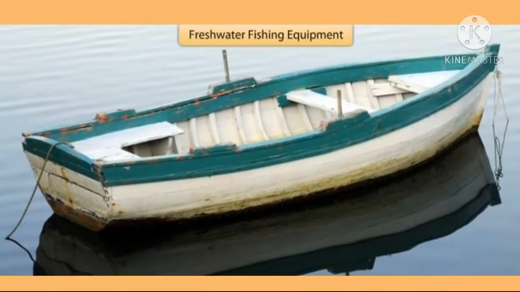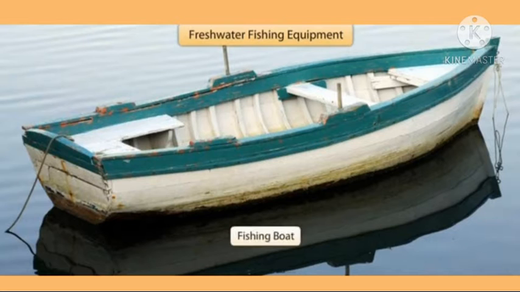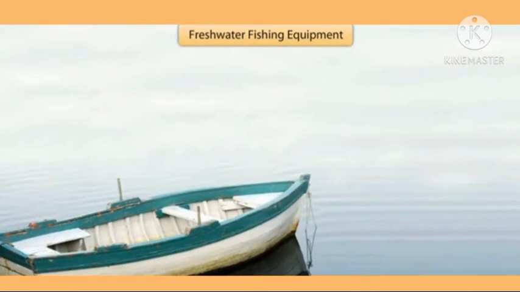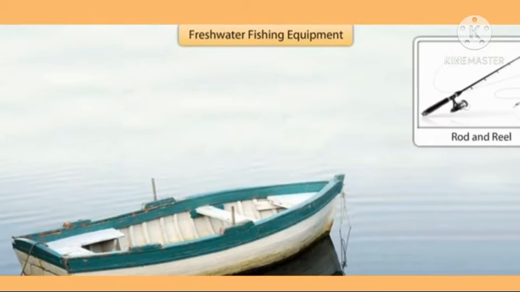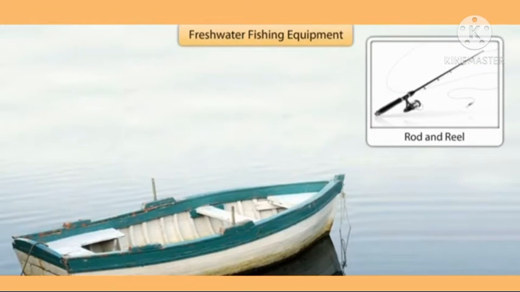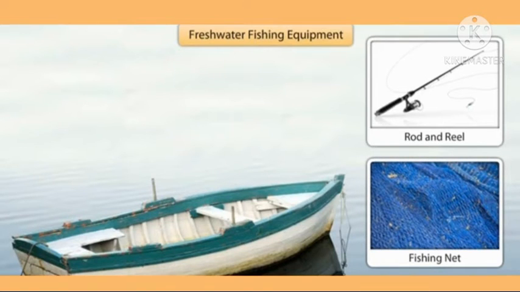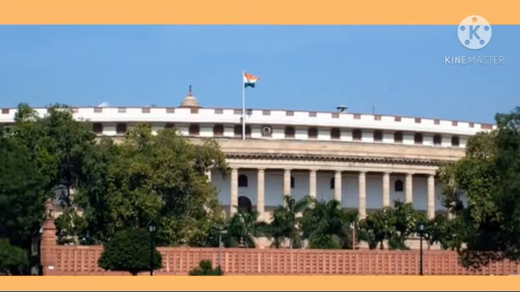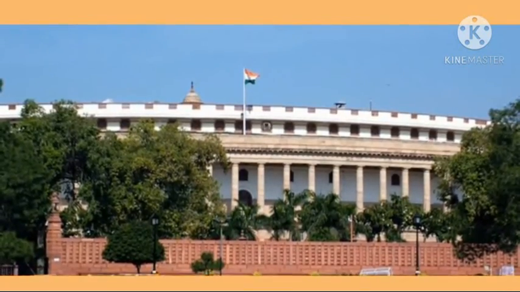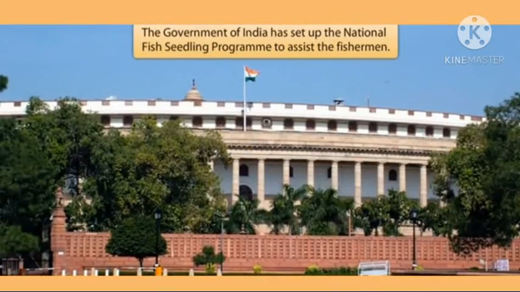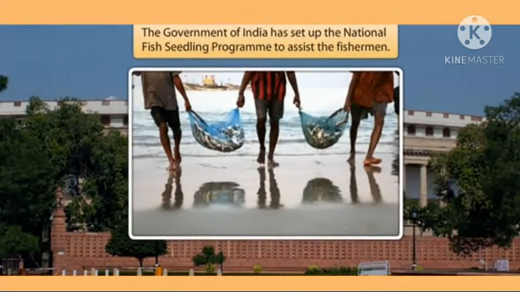Fishing in freshwater can be done with the help of smaller boats. The equipment, especially the rod and reel for fishing, need not be as sturdy as needed for seawater fishing, as the catch tends to be smaller in freshwater fishing. Even the nets used are much smaller than those used for seawater fishing. The government of India has set up the National Fish Seedling Program in order to assist the fishermen of India.